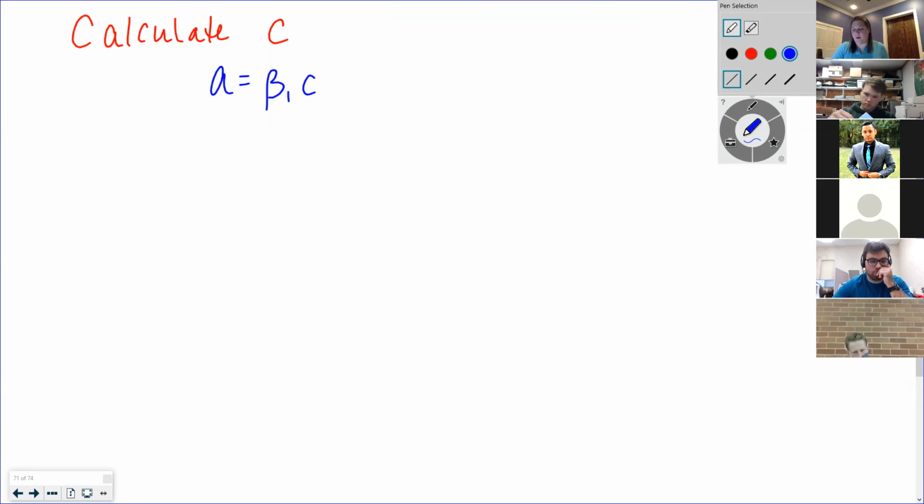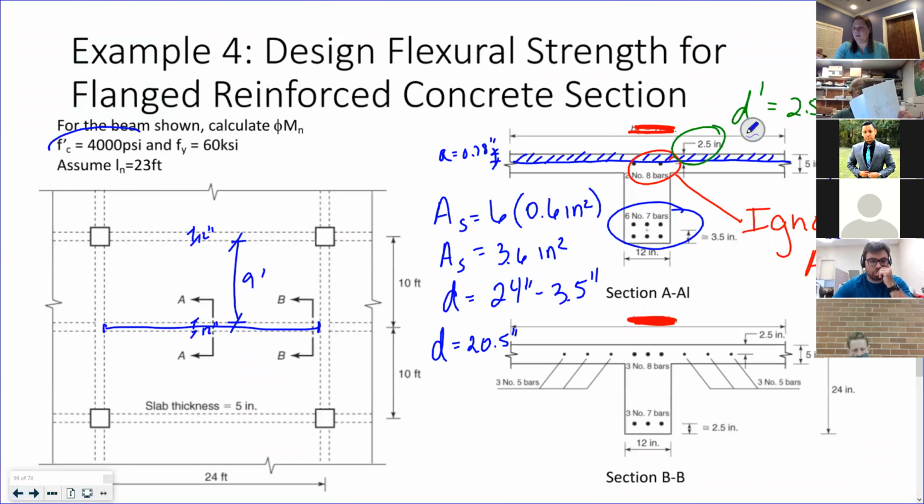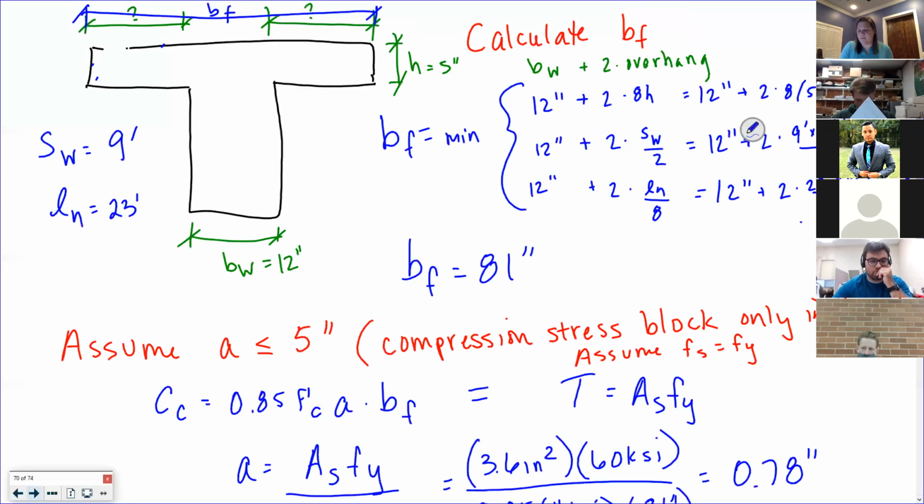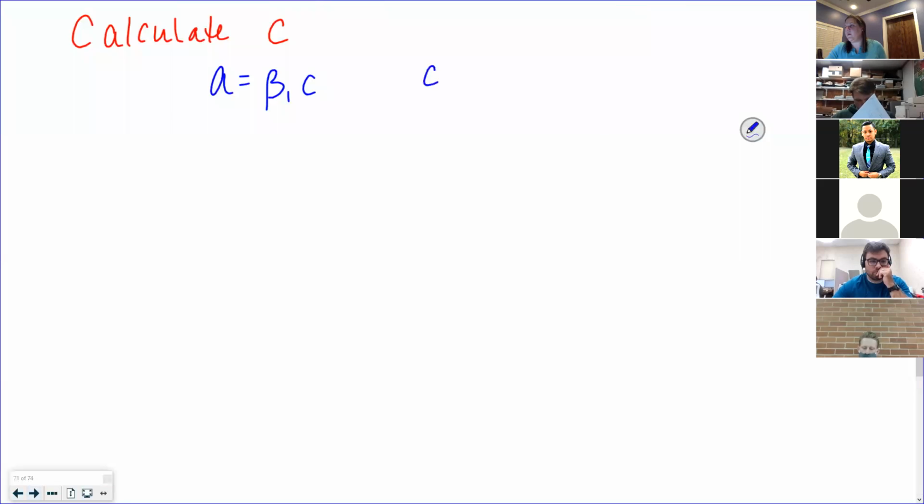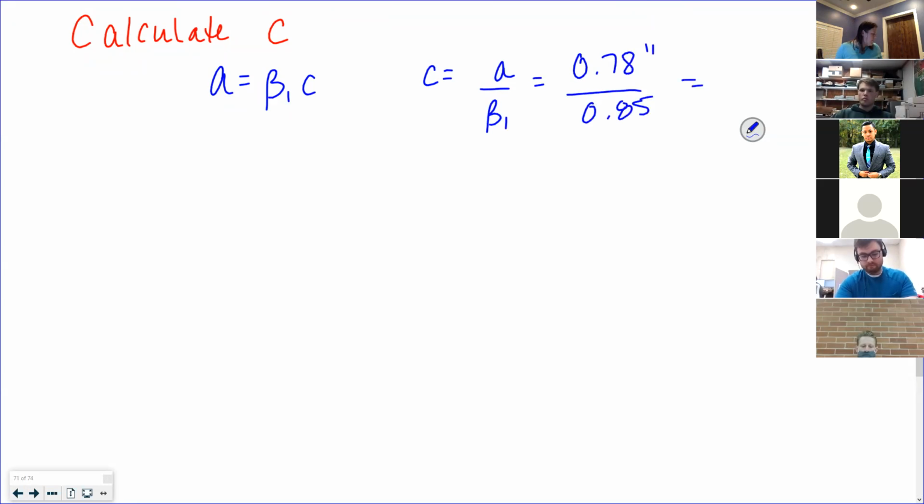Beta 1 is 0.85 because I'm at 4,000 psi concrete. That was also something that people missed on the exam. Beta 1 isn't always 0.85 if you have a higher compression strength. So 0.92.